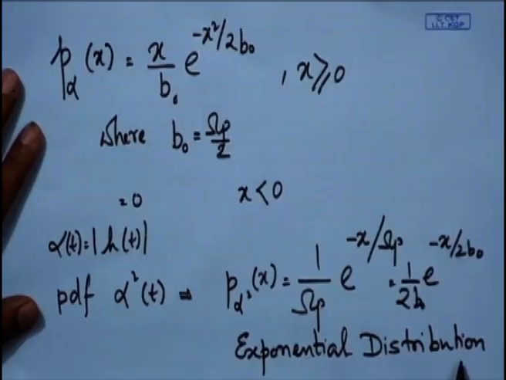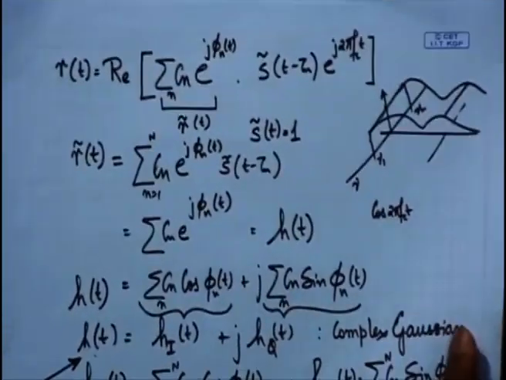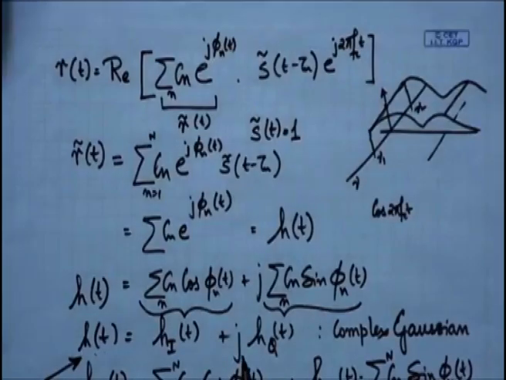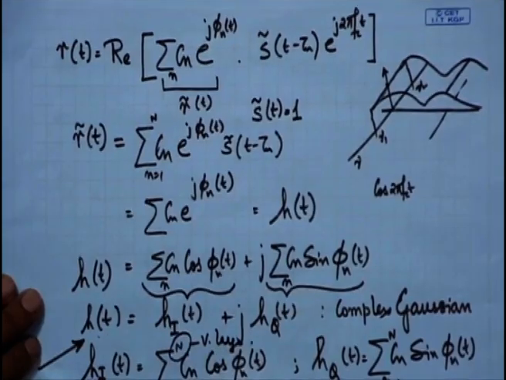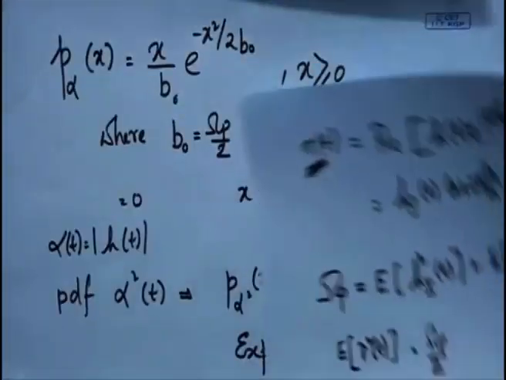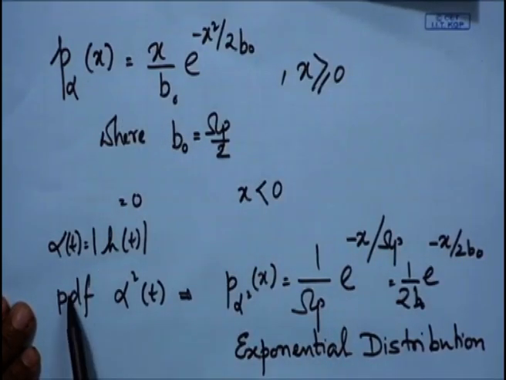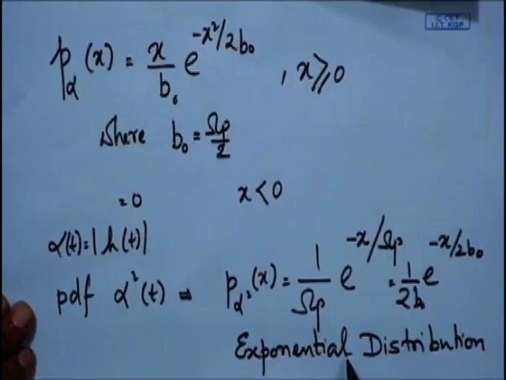Now, just to remember some of the important things that we have come across while doing these derivations: we made the assumption that phi n is uniformly distributed between 0 to 2 pi. This is one of the important assumptions that we have made. The second important assumption is that n is very large, so that using the CLT, that means the central limit theorem, we can make this Gaussian approximation. So, with that we could arrive at the distribution of alpha, that is the envelope, which is Rayleigh distribution, and the distribution of the envelope squared, which is giving us an indication of the signal strength, is exponential distribution. So, the signal strength is exponentially distributed at the receiver.